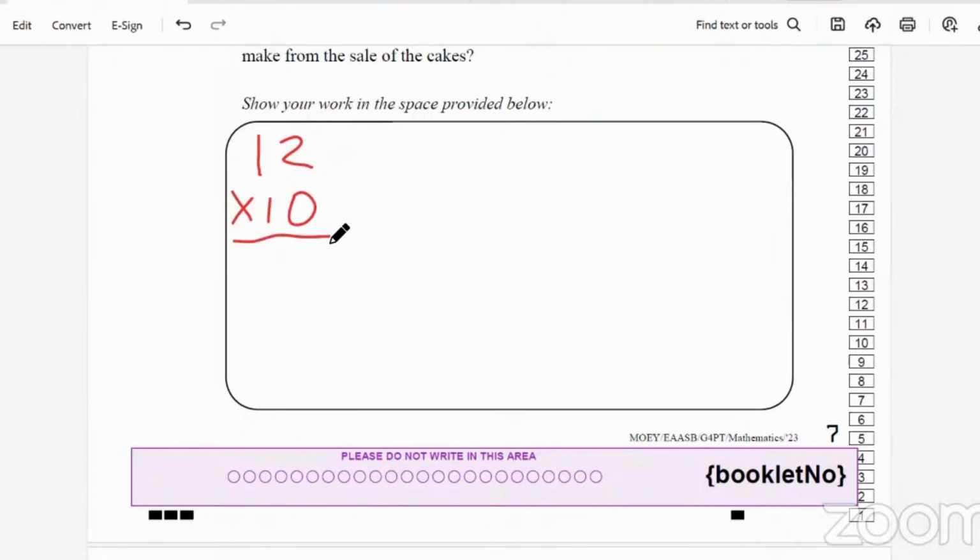There's a shorter way to do this. When we're multiplying with multiples of 10, we simply add 0. But let's do it the long way. 0 times 2, that's 0. 0 times 1, that's 0. Then we put our placeholder. 1 times 2, that's 2. 1 times 1, that's 1. So that's 120. So 120 slices of cake.